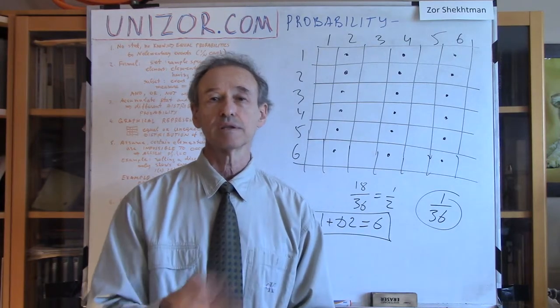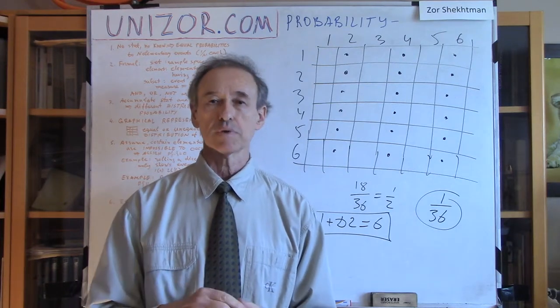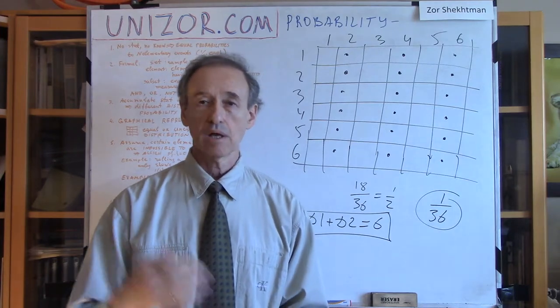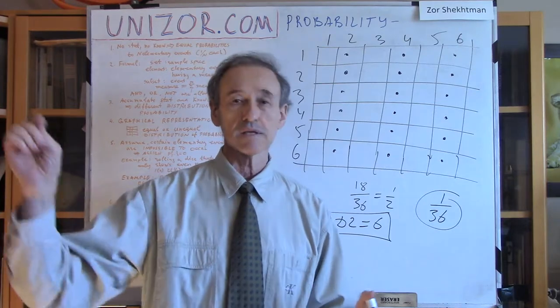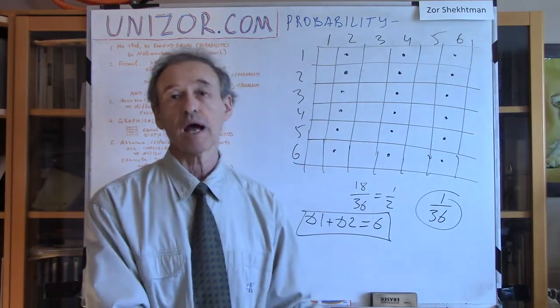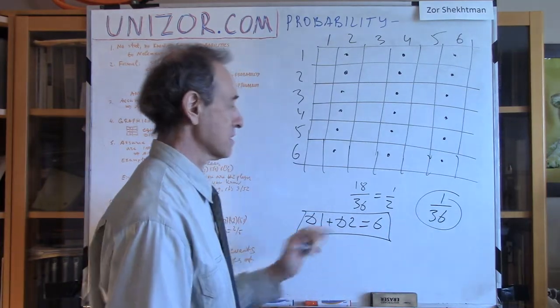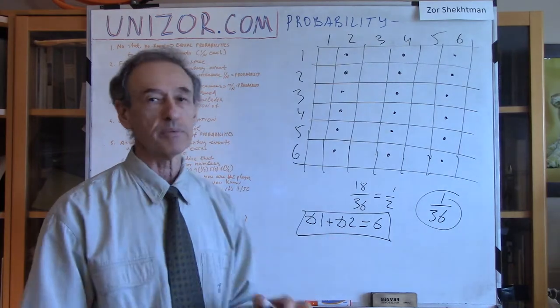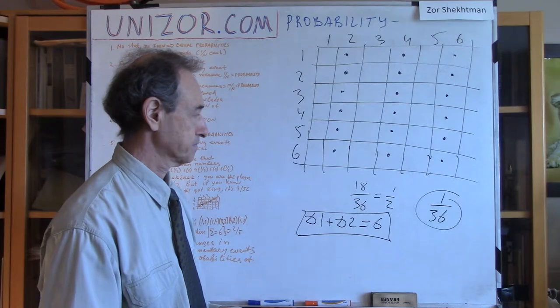I can just completely disregard all the events, all the experiments when the result is not 6. So I'm throwing the dice, a pair of dice, time after time. If the sum is equal to 6, I consider this to be my experiment, and I don't count anything else, right? So basically, my experiment is only this. So I'm under condition that two dice always sum up to 6.